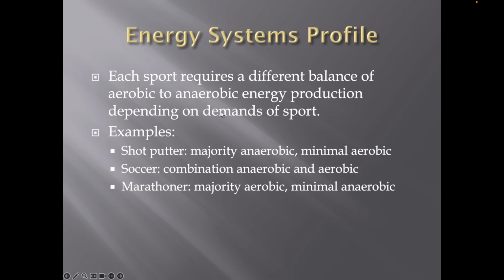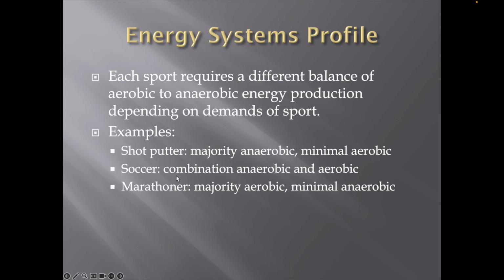So depending on the sport you do and what the physical demands of that sport are, there's a different balance of aerobic to anaerobic energy production. Here are a few different examples. A shot putter: you throw that shot once, followed by a long amount of rest time. Therefore, it produces the majority of its energy from anaerobic sources and minimally from aerobic. A marathon runner is majority aerobic energy system and a minimal amount from anaerobic energy systems.